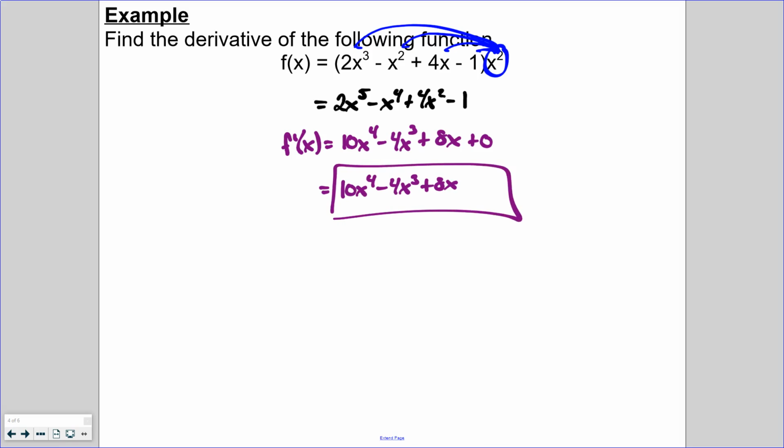So for these type of problems, again, we just need to use a little bit of algebra to get rid of a product, or potentially a quotient.